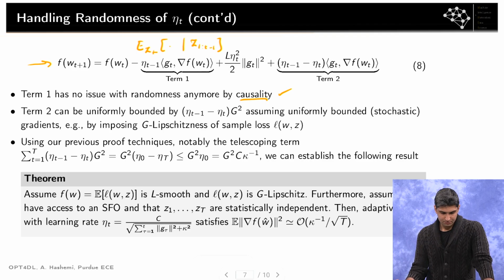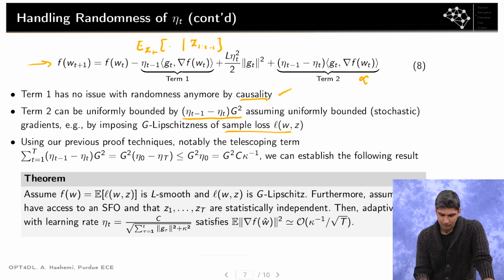Now, the second term here can also be treated easily if we assume that, let's say, the gradients are uniformly bounded. So for instance, our sample loss function is G Lipschitz, okay? So let's impose this assumption. If we impose this assumption, my claim is that this term will be bounded by the difference of the etas times G square, okay?